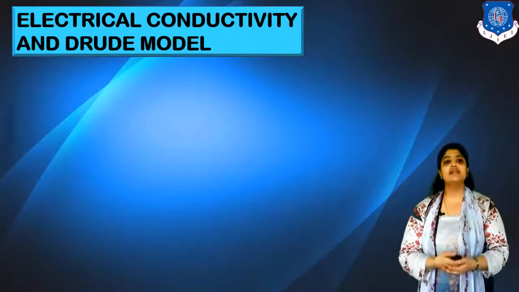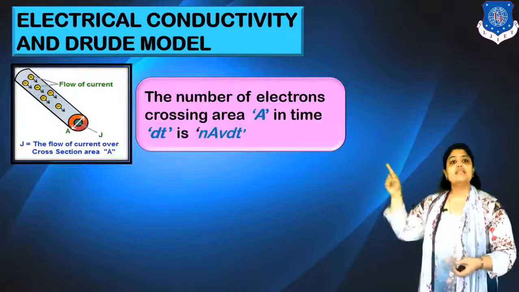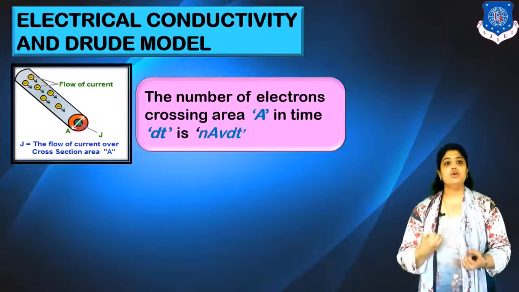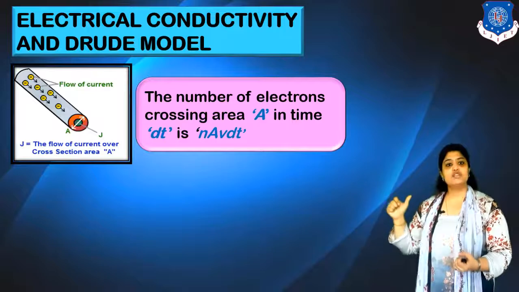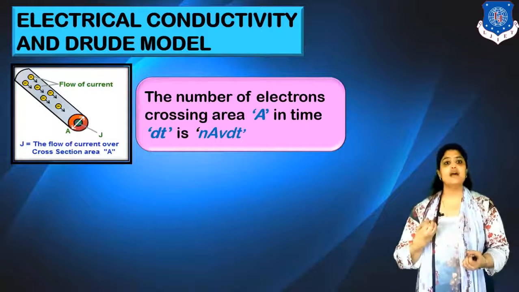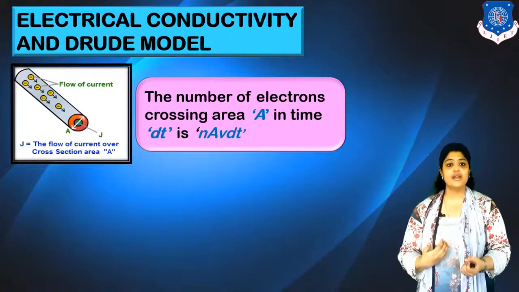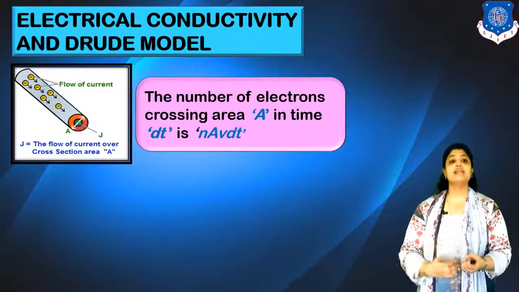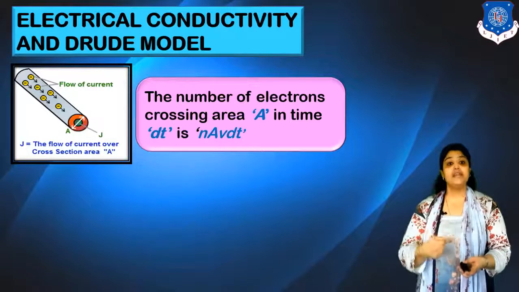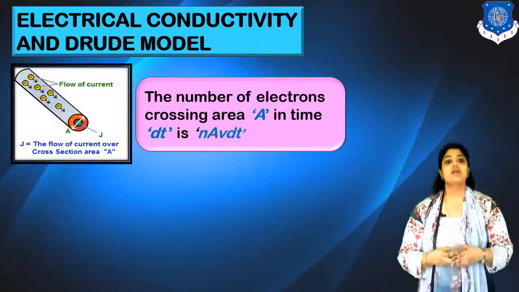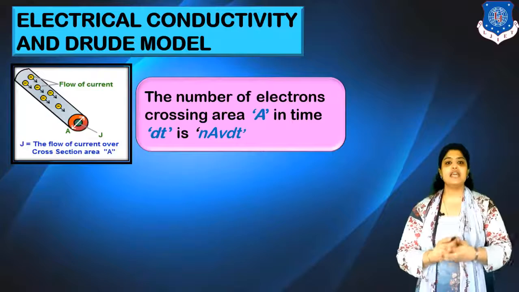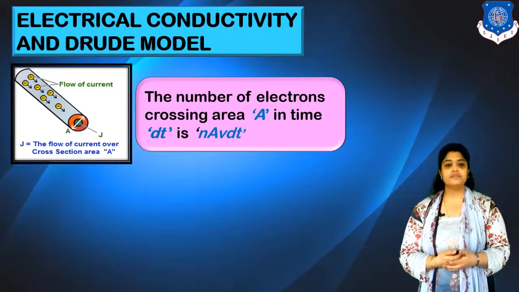So let's see how electrical conductivity is explained by the Drude model. Just have a look at the diagram. In this diagram, what is shown? It is just a conductor shown with a flow of charge carriers. Cross-section A is shown. Now we know that if we have charge carriers flowing across a particular area, there will be a flow of current, and this current with respect to area will give us the current density. What is the direction of this current density J? It will always be perpendicular or normal to the cross-section area. The number of electrons crossing the area A in a particular time dt will be nAv dt. This is how we define current.